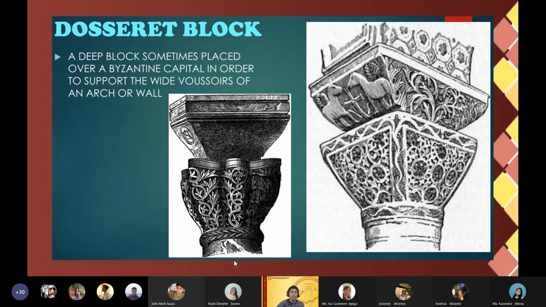Here we have a dosseret block, so a deep block sometimes placed over a Byzantine capital in order to support the wide voussoirs of an arc or vault. So again, if you notice, this is no longer Ionic, no longer Doric, no longer Corinthian, but it's kinda mixed and well ornamented. So they mixed the types of capitals, and what they do is they created their own style, their own design, and have it as the main feature of their columns.